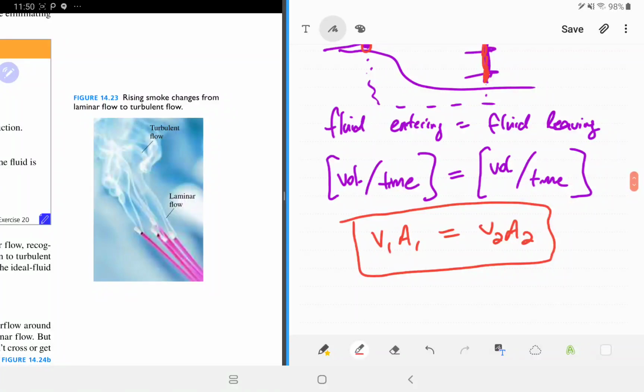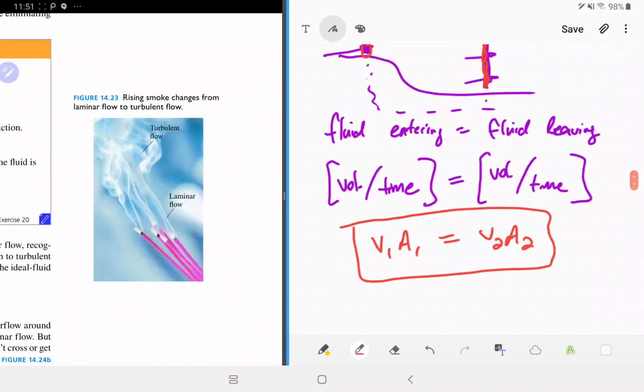And you'll notice if you look at the units here, velocity is meters per second and area is meters squared. So meters per second times meters squared is meters cubed in the numerator, divided by seconds. So again, this is volume per unit time. This right here is called the volume flow rate.